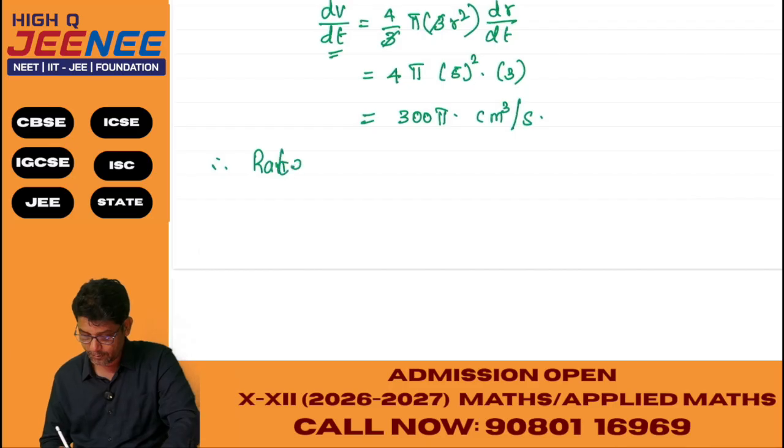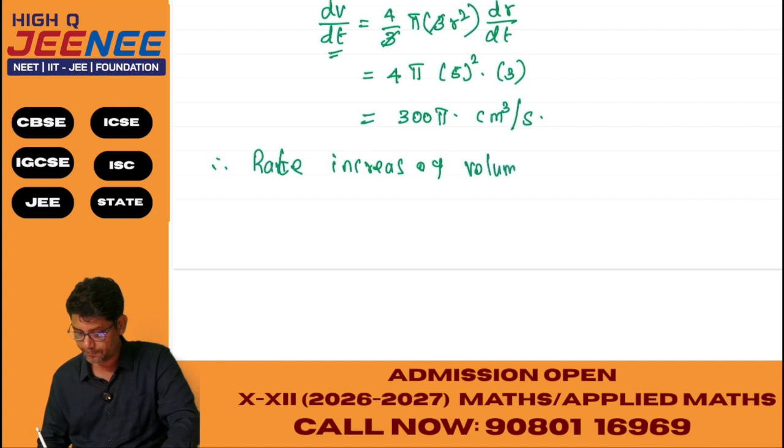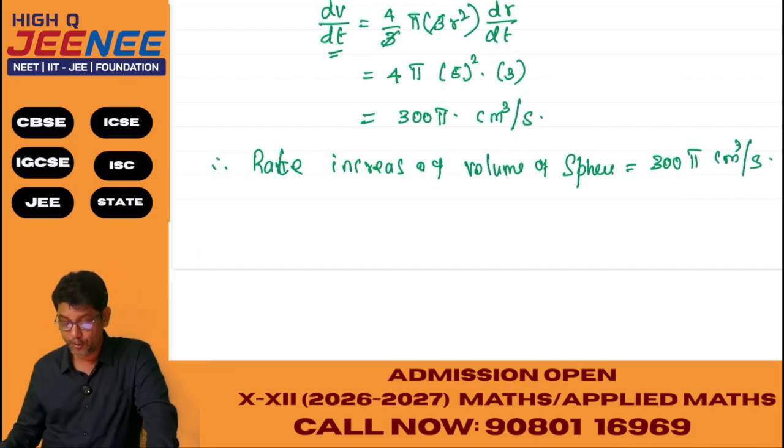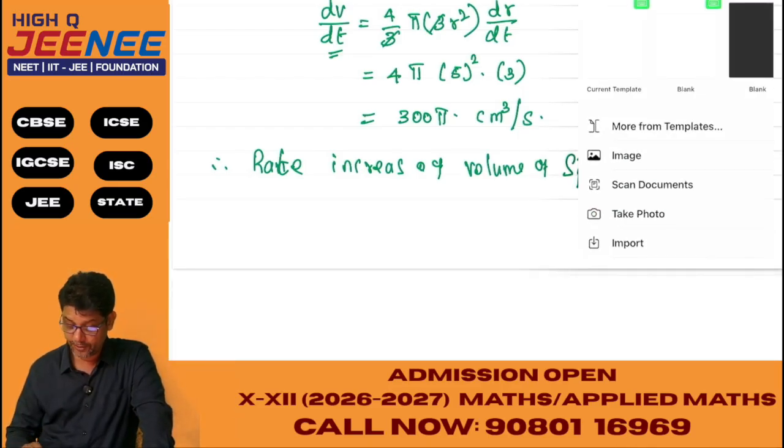Therefore, the rate of increase of volume of sphere is equal to 300 pi centimeter cube per second. Is that clear, all of you? I hope you all got the answer. Fine.